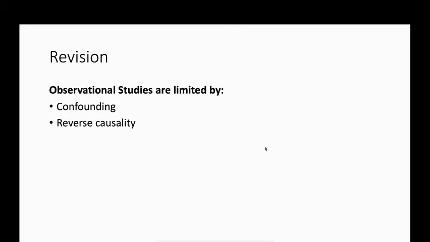So we discussed a lot about observational studies and their limitations, namely the risk of confounding and also reverse causality complicating associations. So would anyone be able to explain what the concept of confounding is?